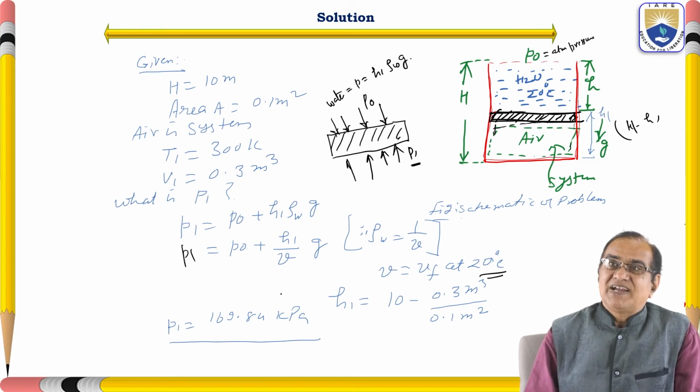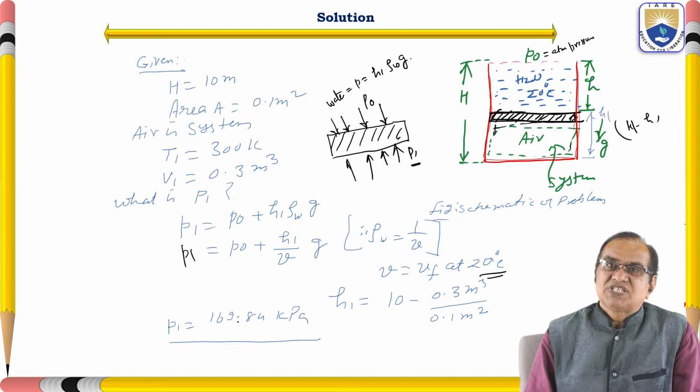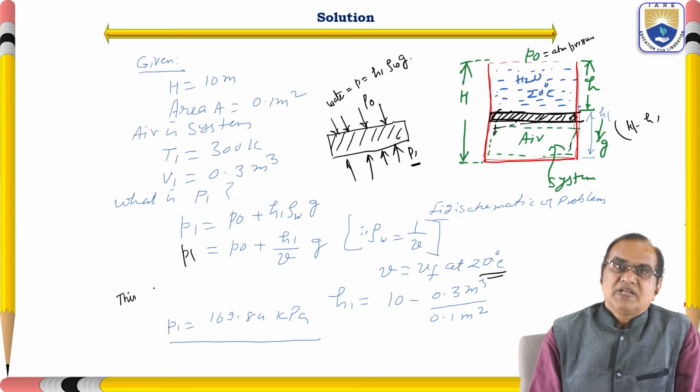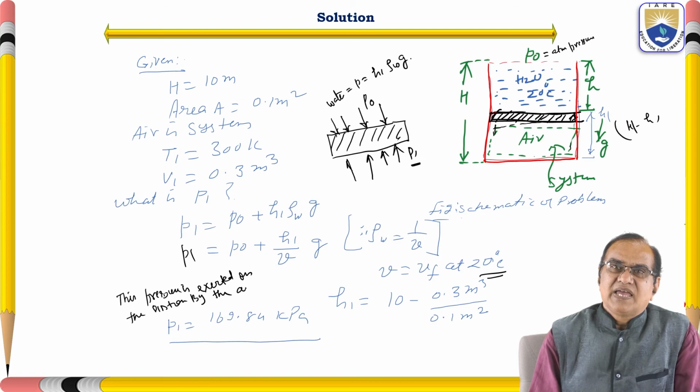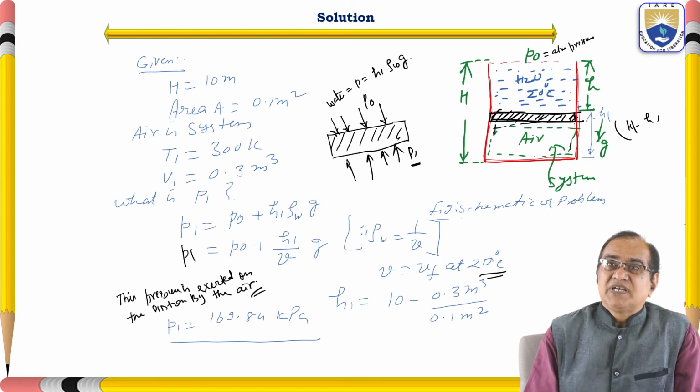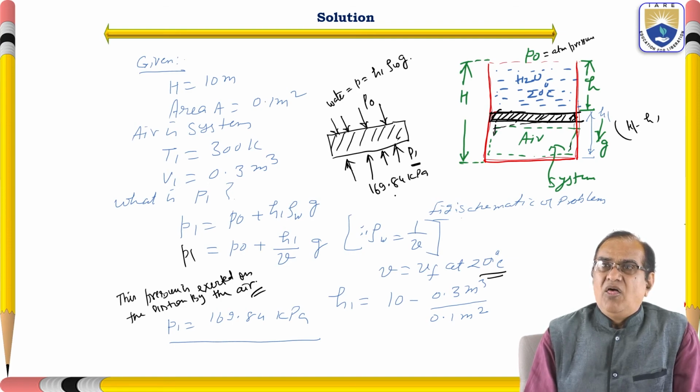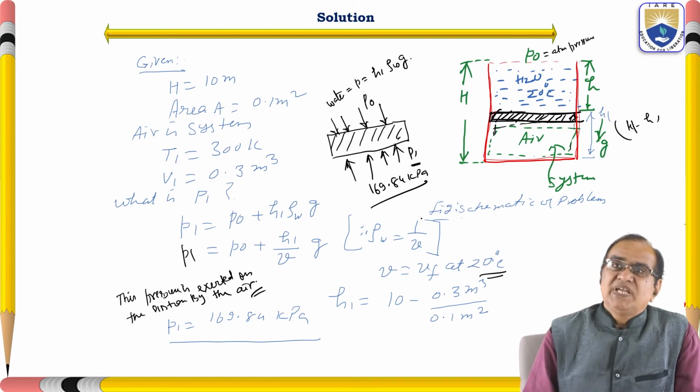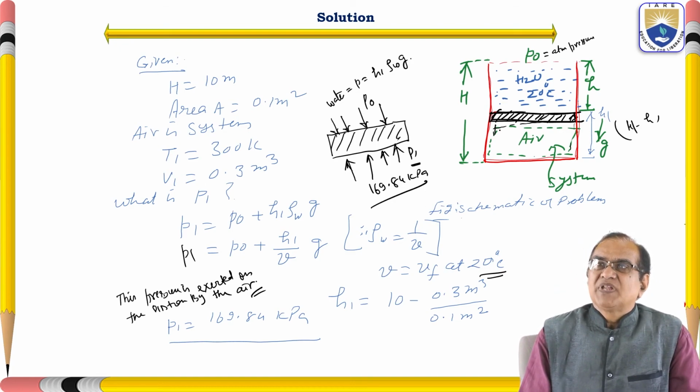The pressure exerted by the air on the piston is 169.84 kilopascal. So this much pressure, 169.84 kilopascal, is exerted here by this air on this piston.